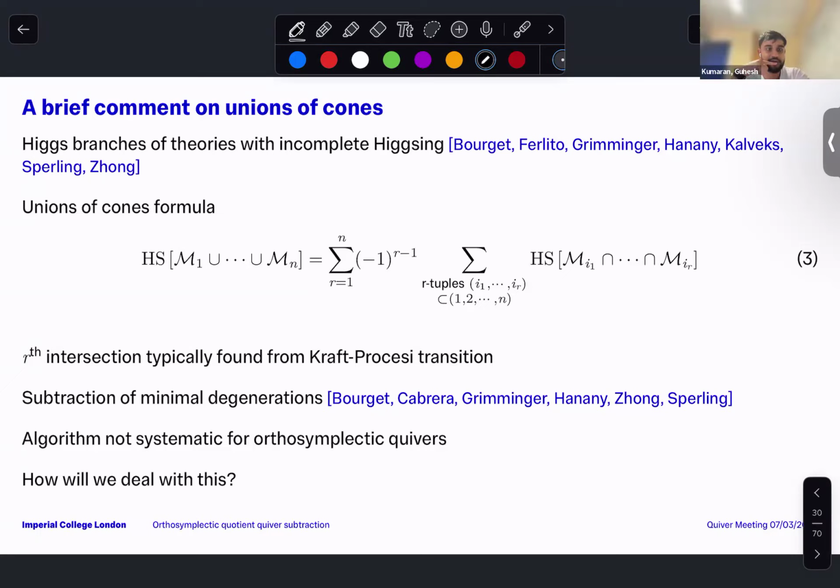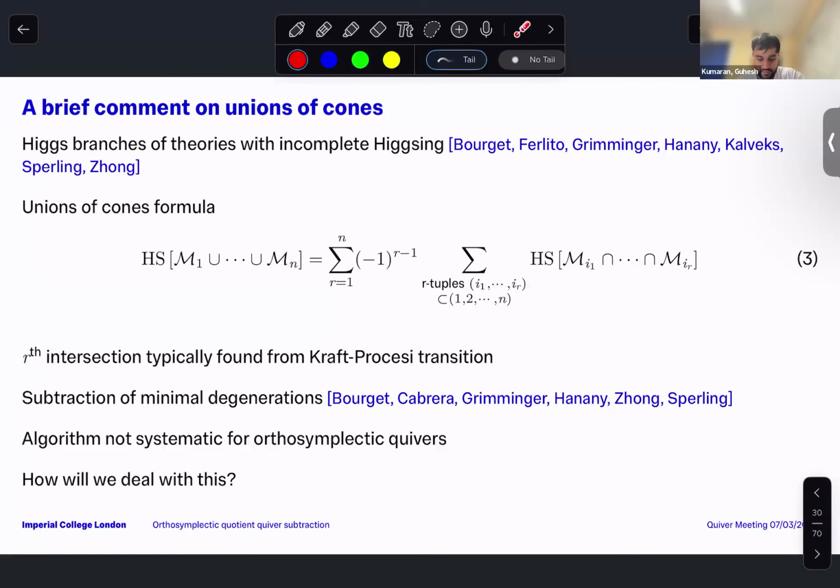I guess the way I was seeing it is that whenever I find that there is a union of cones from quotient quiver subtraction, then the resulting thing in the mirror necessarily has incomplete Higgsing. I see, okay. So this is a conjecture you have. That is always true. Yeah. Maybe theorem.